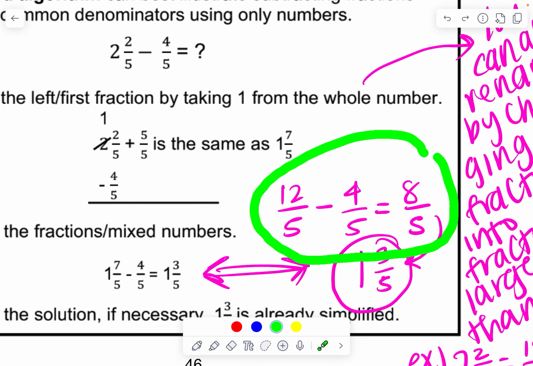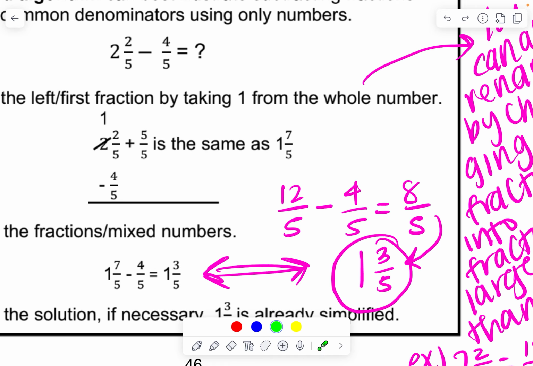12 fifths take away 4 fifths gives us 8 fifths. And then we would have to rewrite it back as a mixed number. 5 goes into 8 one whole time. There's 3 left over, and 5 is our denominator.